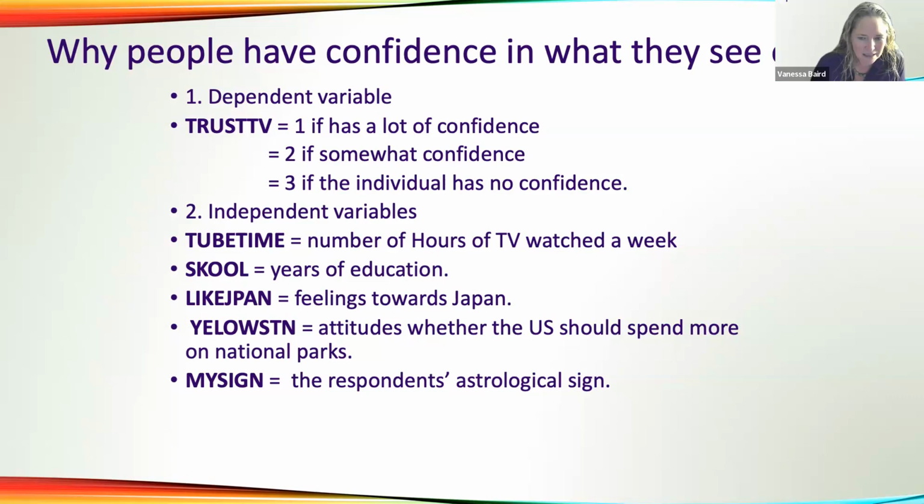Tube time is the number of hours of TV you watch a week. School is the years of education. How much you like Japan is your feelings of Japan, and by the way, this is US residents. Your support for spending more money on national parks is here for Yellowstone. And then there's my astrological sign, which is Pisces. Okay, so this is a dummy variable. Now you probably know what I'm getting at, right?